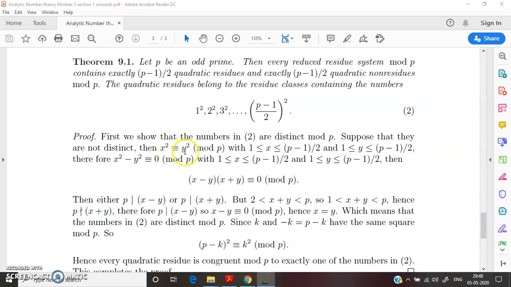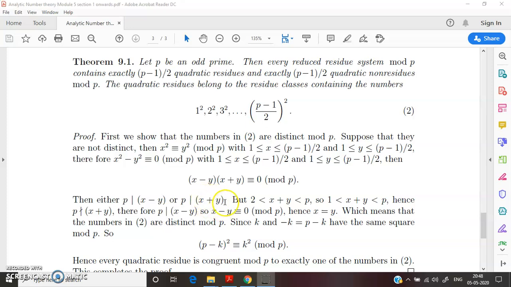So clearly x² is congruent to y², so we can take y² to this side. So x² − y² is congruent to 0 mod p, with 1 ≤ x ≤ (p−1)/2 and 1 ≤ y ≤ (p−1)/2. Then clearly x² − y² is (x − y)(x + y), which is congruent to 0 mod p. So this means that p divides (x − y)(x + y). So we could see here that p should either divide x − y or p should divide x + y.